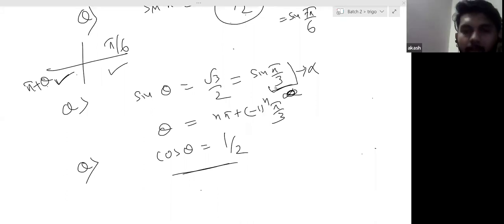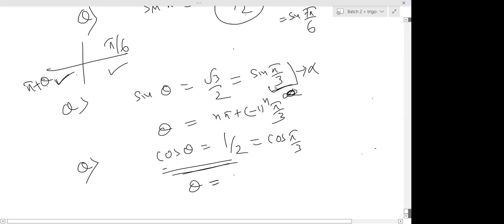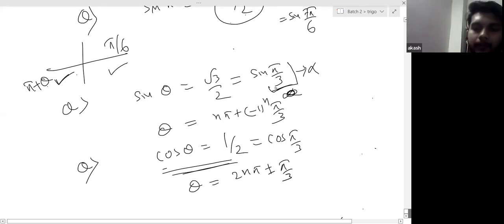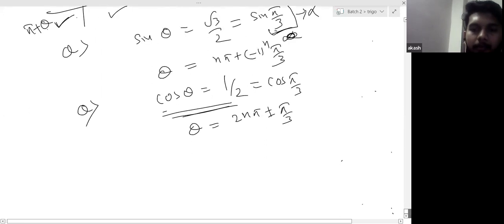All right. How to solve this one? This we can write as cos pi by 3. So alpha is pi by 3. Theta. Rahman, what is theta here? General solution. Sir, 2n pi plus minus alpha, so pi by 3. All right. Let's solve another question.